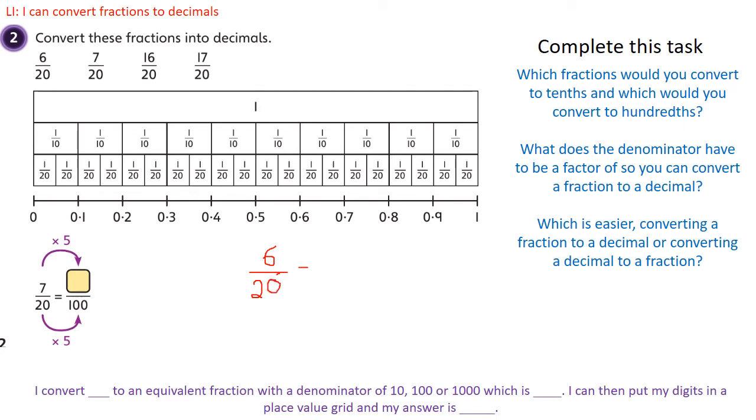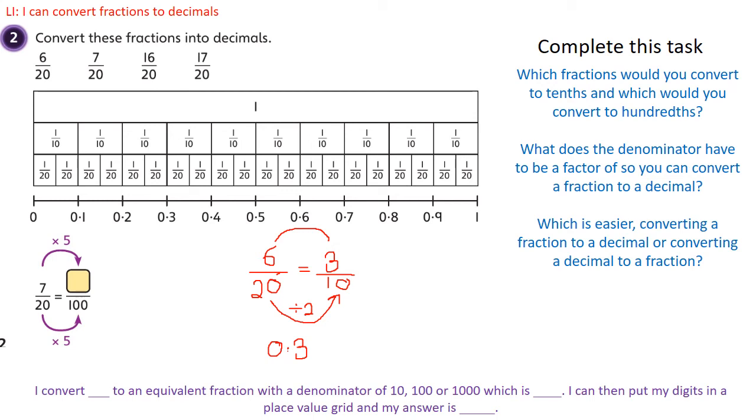What do we do to get to something over 10? We can divide by 2. And you already know what you do to the denominator, you do to the numerator. So 6 divided by 2 is going to be 3. So 3 tenths. So again, if you're thinking about my place value grid, we want a 3 in our tenths column. There we are.